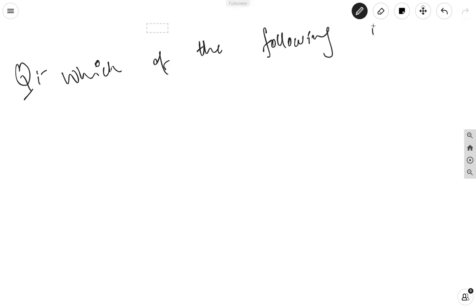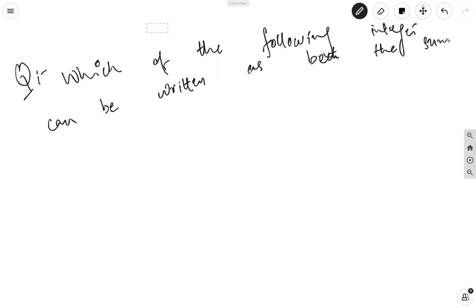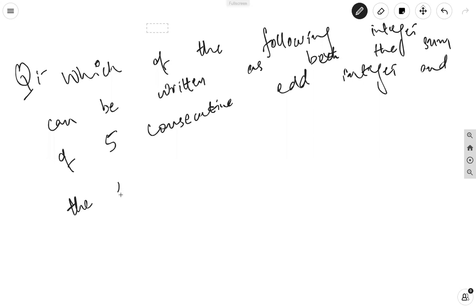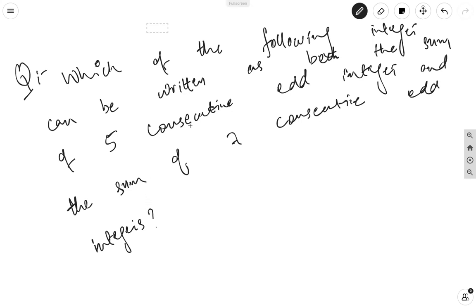Yes. All of you must be able to solve this question now because we have discussed even and odd in depth. The question is: which of the following integers can be written as both the sum of five consecutive odd integers and the sum of seven consecutive odd integers. I repeat the question.